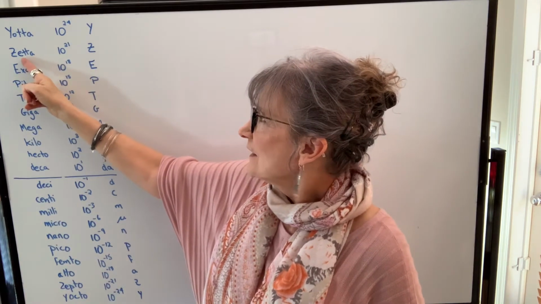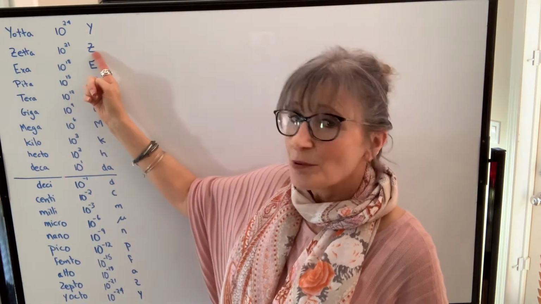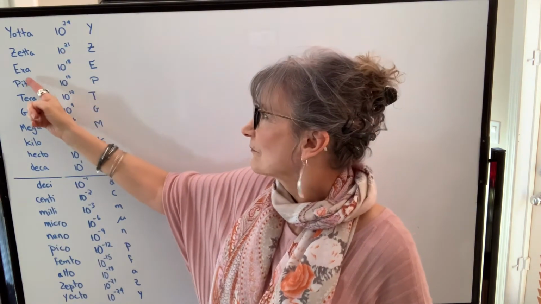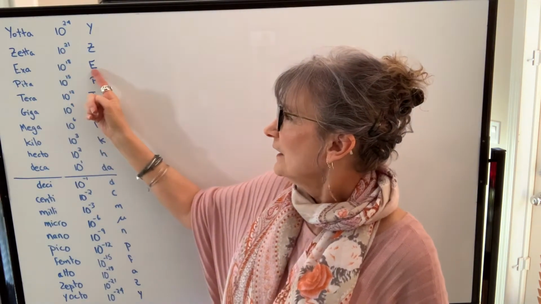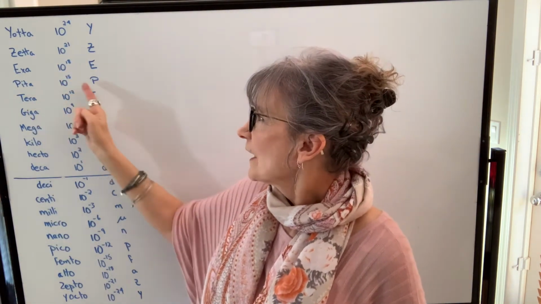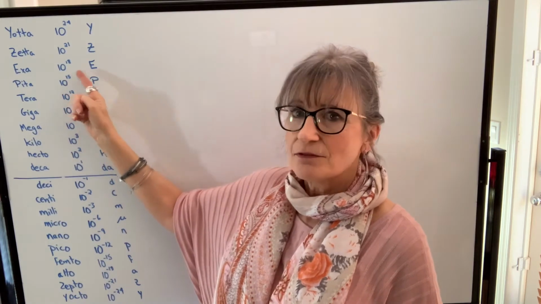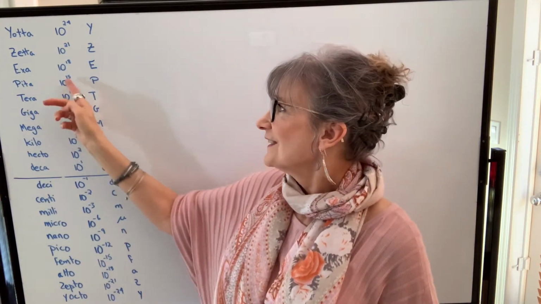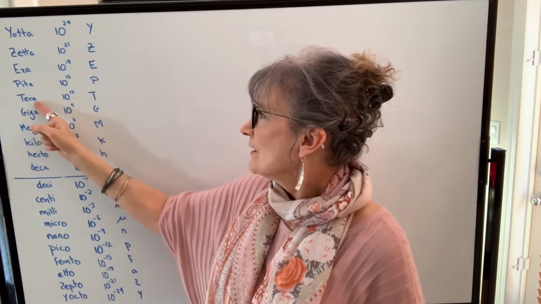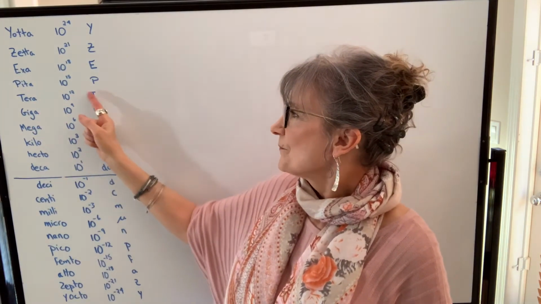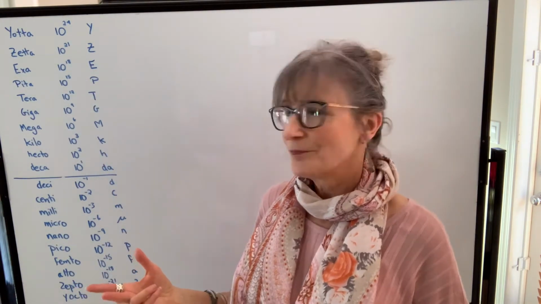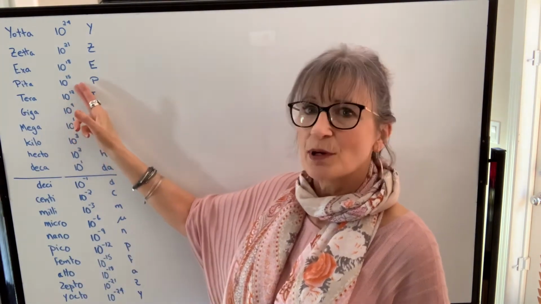If I have zeta, which is a capital Z symbol, its value is 10 to the power of 21. Exa, capital E, is 10 to the power of 18. Peta, capital P, has a value of 10 to the 15. So a petaliter will be 10 to the 15 liters. Tera, capital T, 10 to the 12, and you're probably familiar with that when you've heard of terabytes. A terabyte is 10 to the power of 12 bytes.